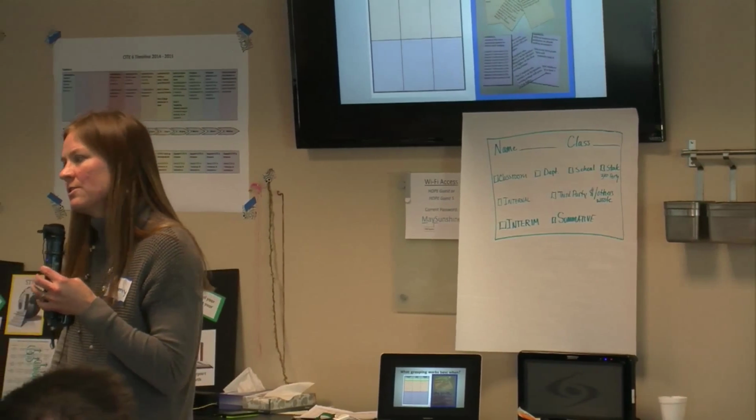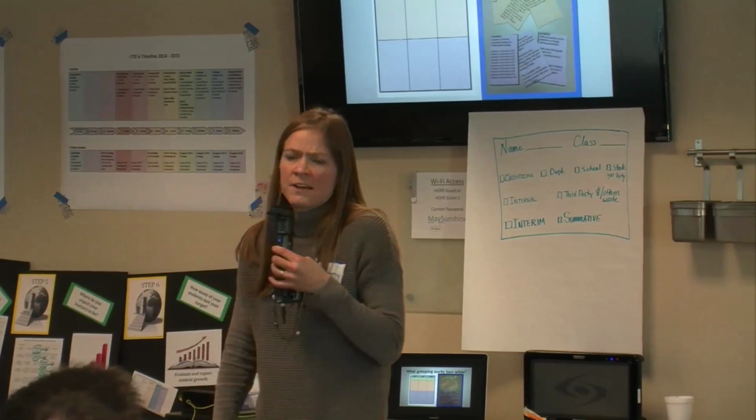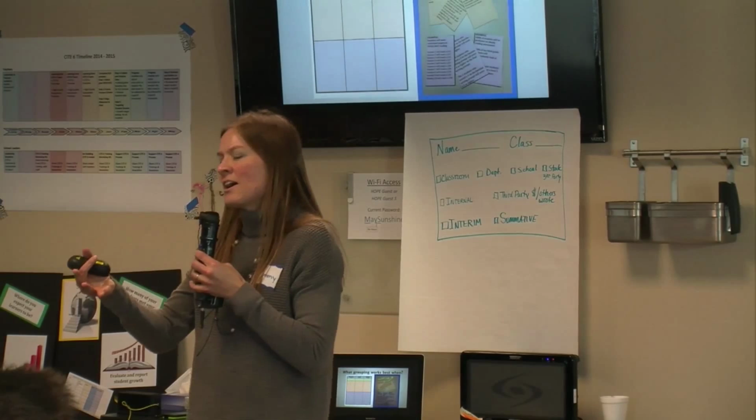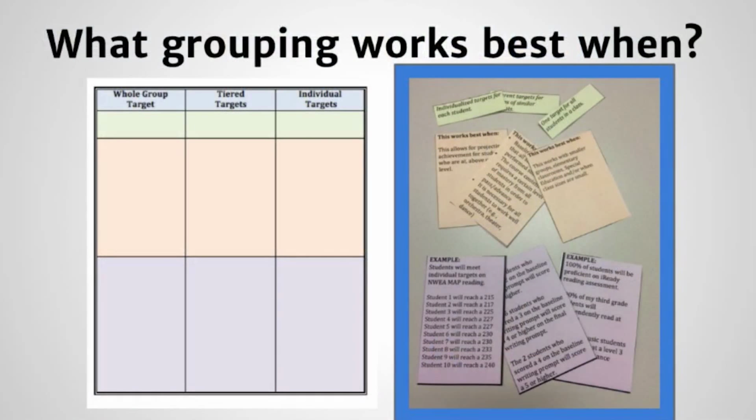So our first thing that we're going to do is just get our heads around what we're talking about: whole group target setting, tiered target setting, individual target setting. In your box, our pink box friends, there are probably 2 or 3 sheets that look something like this, and there should be a Ziploc paper clipped to that.